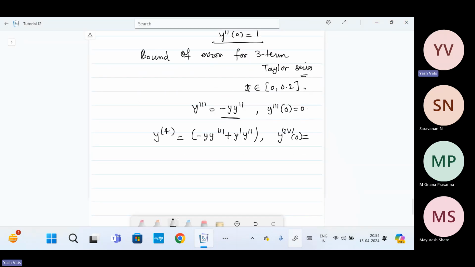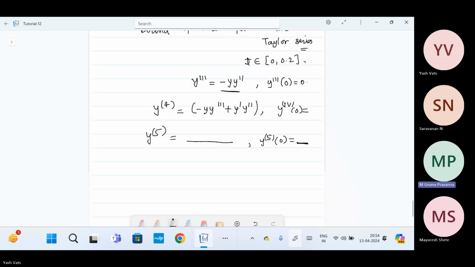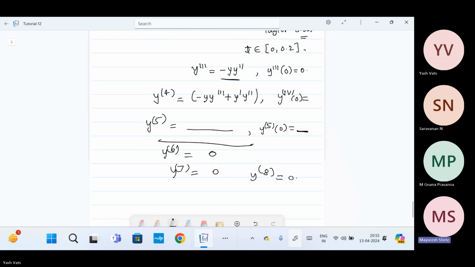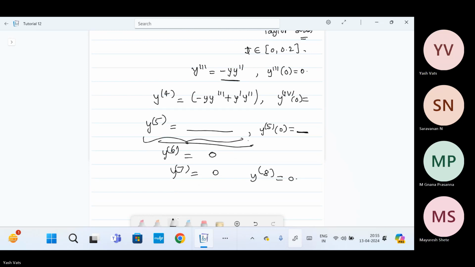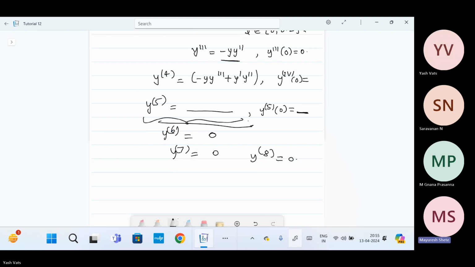Like this, you can find y5, and y5 0 should also be whatever. Then you can find y6, y7. You have to stop when you get a non-zero term. But where shall we stop? At y5, or the third non-zero term? See, first y0 is 0, y dash is 0, y double dash is 1. So the y double dash term is non-zero, and likewise we will get two more terms.